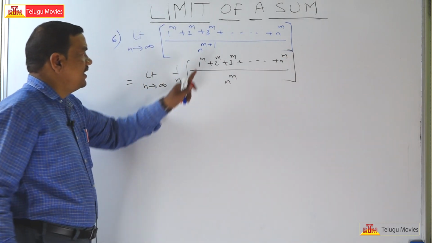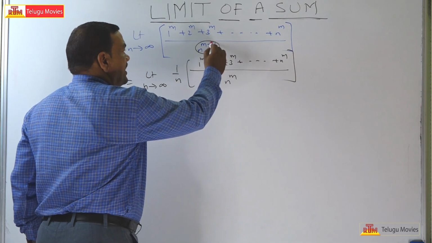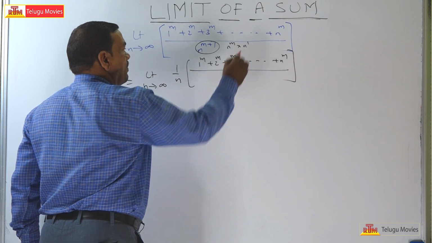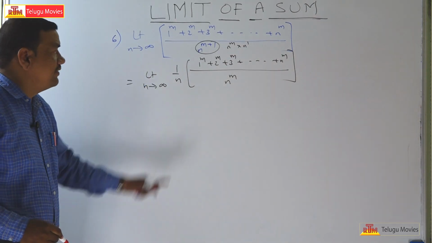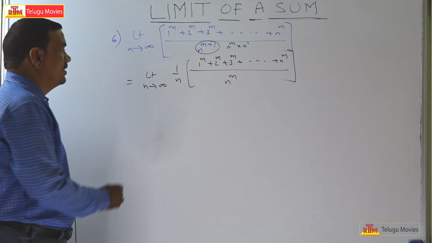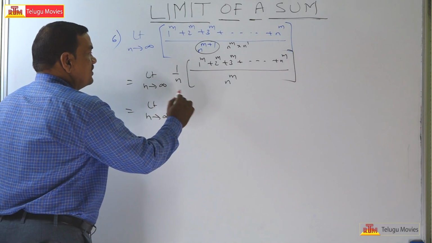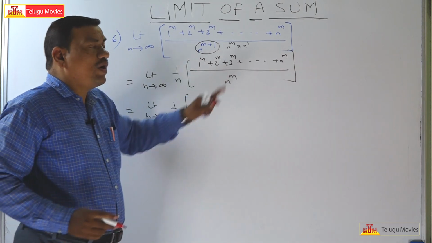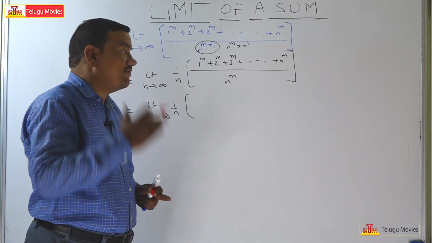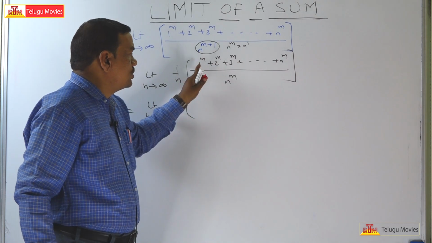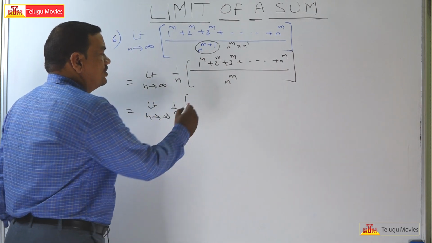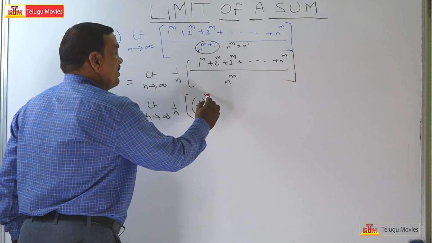Okay, that means here this can be written as n power m into 1 by n. That n I have taken outside. Why? Because we require 1 by n. Right. Next step is limit n tends to infinity. Here n power m I will distribute to each and every term. Here 1, 2, 3. So 1 power m by n power m, so this is equal to (1 by n) whole power m.